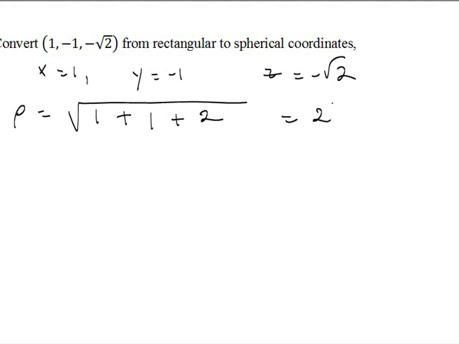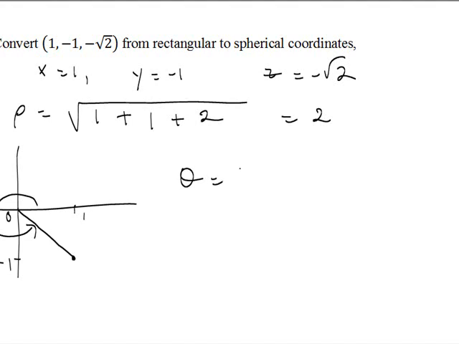Now we're going to use the x and the y to find theta, just as in polar coordinates. So draw your axes. 1, negative 1 here. This is the point, so it's as if we're projecting onto the xy plane. We want this angle. What is that? 7 pi over 4, correct?